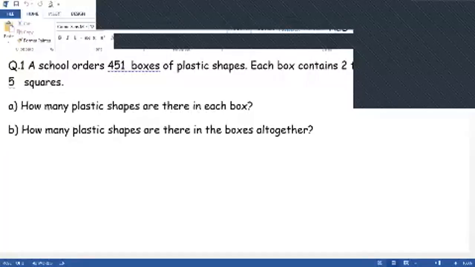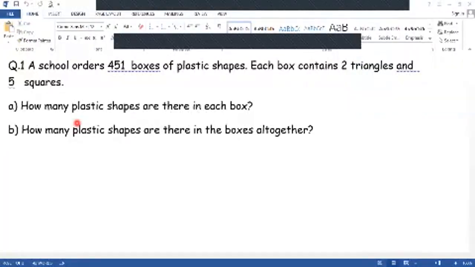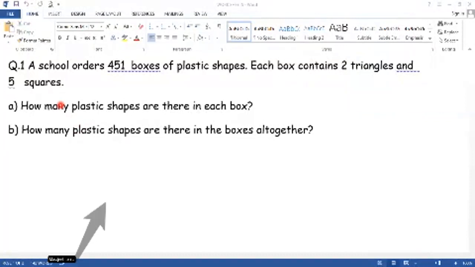Okay. So good morning, and we are starting the division word problems today. You will read the word problem from the screen and you are going to solve it. You will do the working over here with me. Okay, so let's start it.